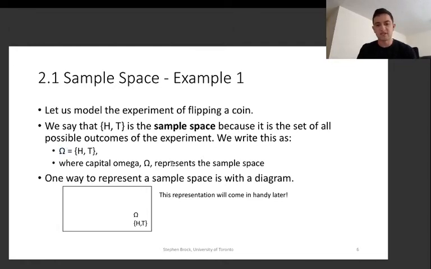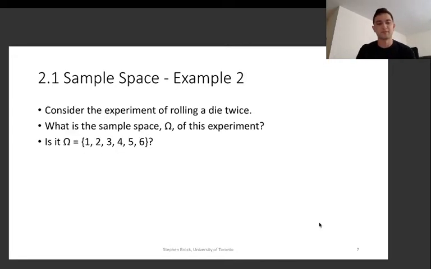One way to represent a sample space is with a diagram. So here we have just this rectangle, and this whole rectangle is really just the sample space Omega with H and T. Not a whole lot going on right now, but this representation will come in handy later.